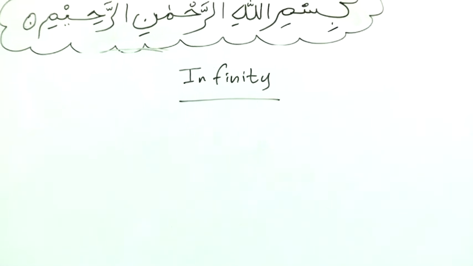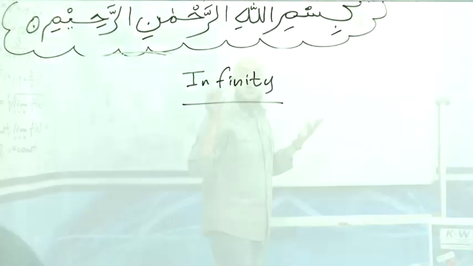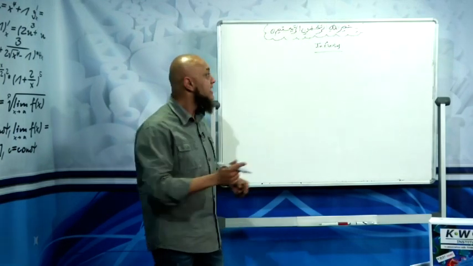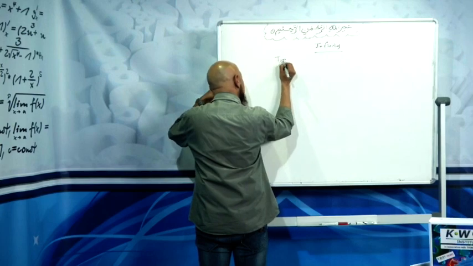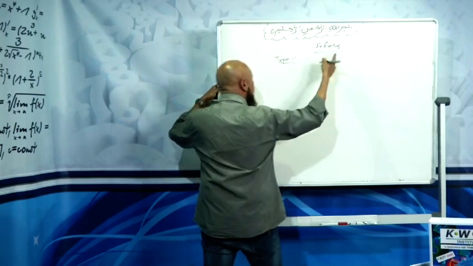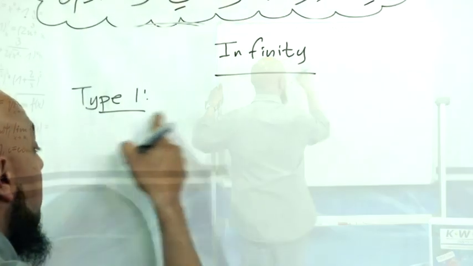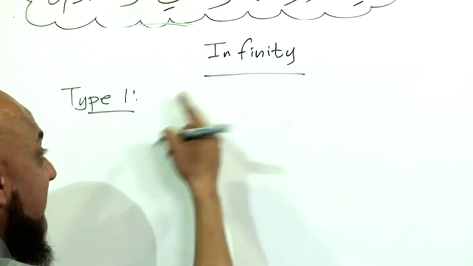Now, infinity, we know that we only get convergent and divergent. Let's see what the first type of question is. So type 1 in infinity. You are finding the sum to infinity. Remember, you are finding the sum to infinity. This is type number 1.